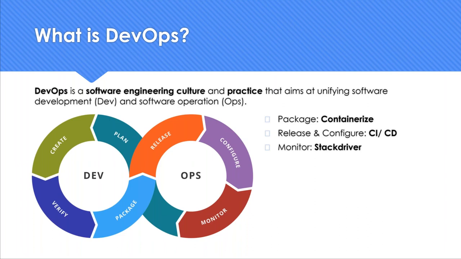It's a software culture, and you can search it on Wikipedia also. I got this definition from Wikipedia only. It's a software culture and a practice of working together between two sets of people. One set is the development team. The other set is the operations team. So why do these two teams have to work together?